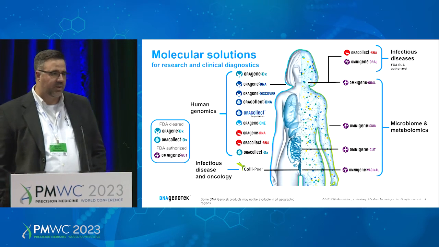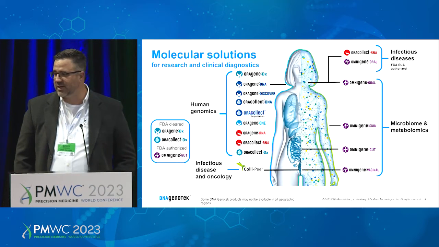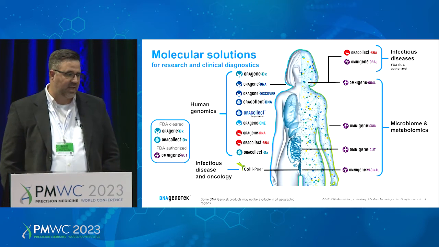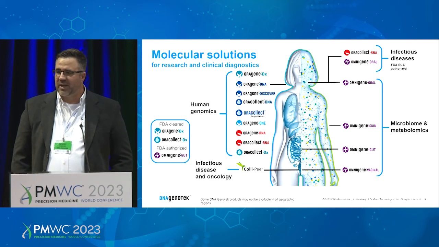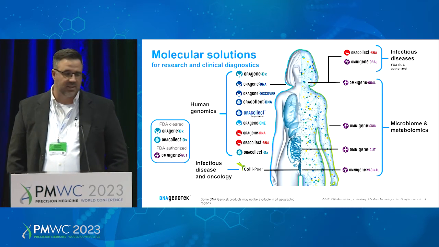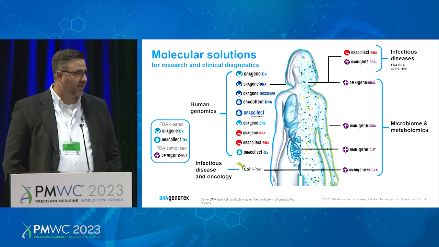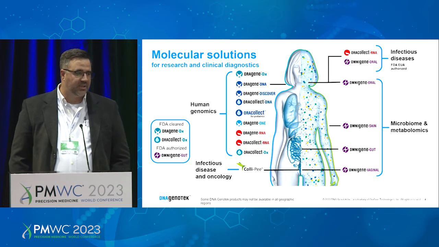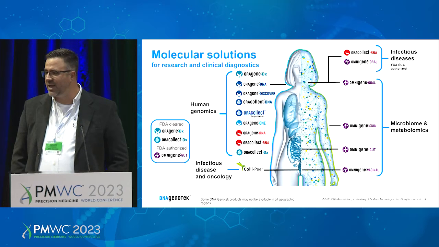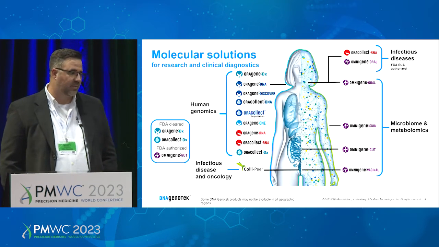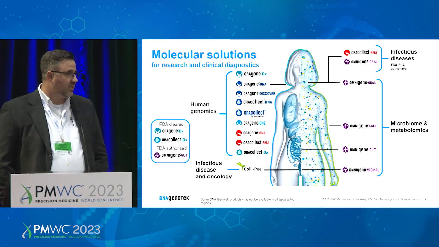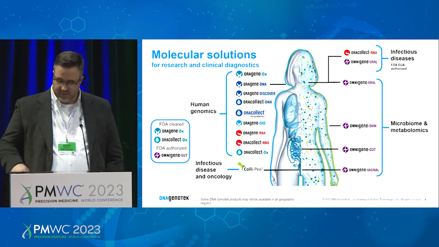Within OraSure, two subsidiaries, DNA Genotek and Novosanis, have a broad portfolio of collection products focused on application areas of human genomics, microbiome and metabolomics, infectious disease, and oncology. Where necessary, we have gone down regulated pathways for 510(k) clearance and de novo applications, as well as CE-IVD markings of a number of our products.